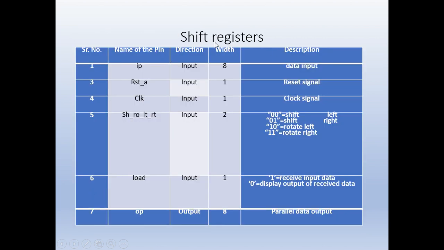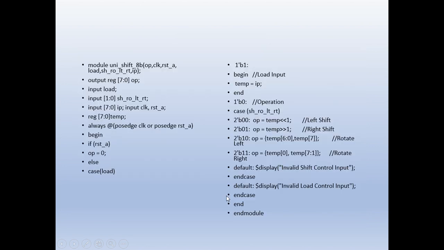Okay, for shift registers, we can take up one register called the universal shift register. When we go into the universal shift register, the code is the same, the initial assignments and the state assignments. Finally, the universal shift register has two things: one is left shift and right shift, and another one is loading. Okay, loading the input, left shift and right shift.